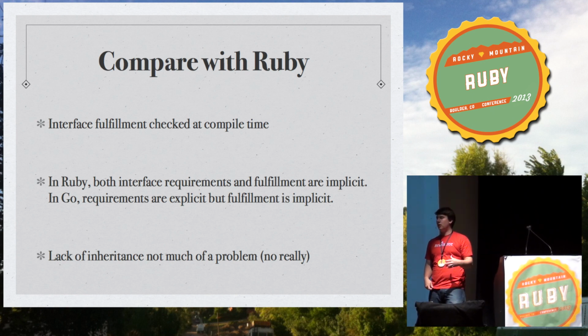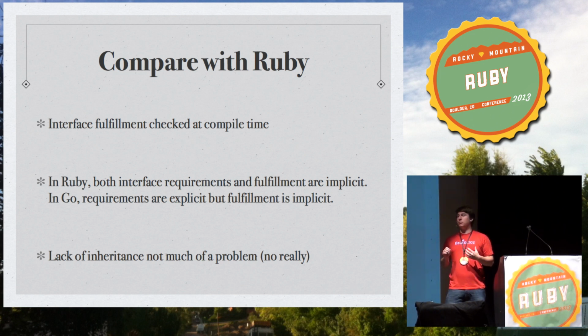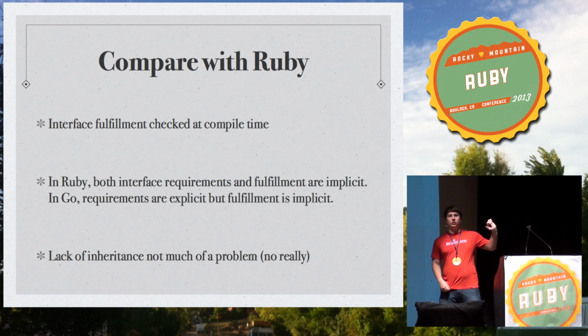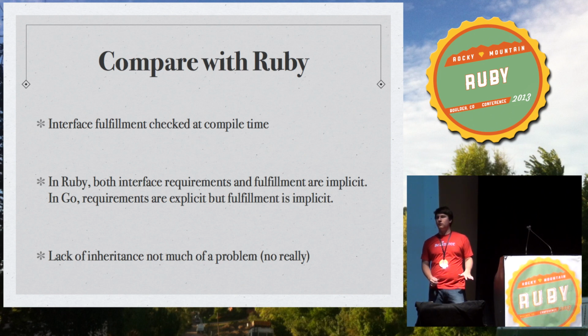In Ruby, both interface requirements, both the methods that you need to have in order to safely pass into a function, and the fulfillment of those requirements are implicit. You have to kind of look at the code and figure out what they are. On the other hand, in Go, the fulfillment of an interface is still implicit. You don't have to declare that your type fulfills an interface like you do in Java or C#. You just organically grow out your class and it starts fulfilling interfaces. But the requirements of the interface are explicit. And I find that makes it a lot easier to reason about what they are.